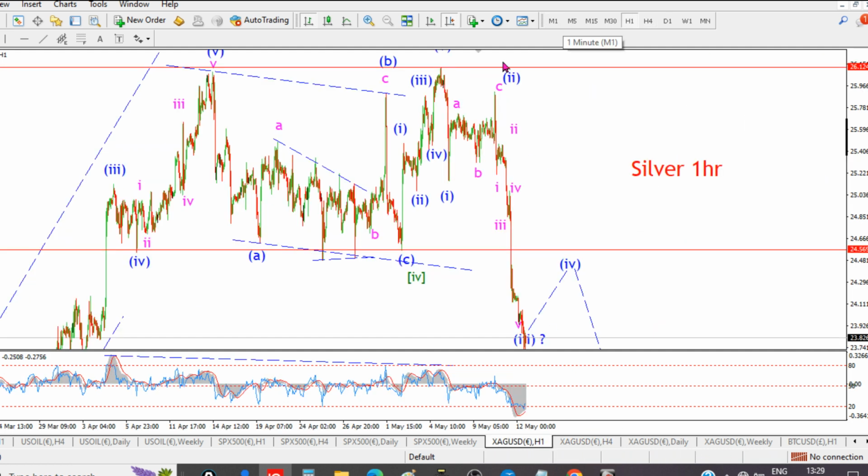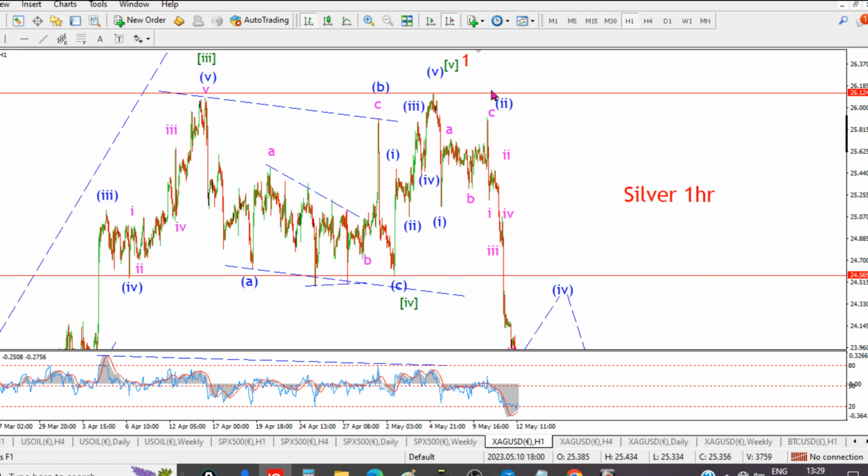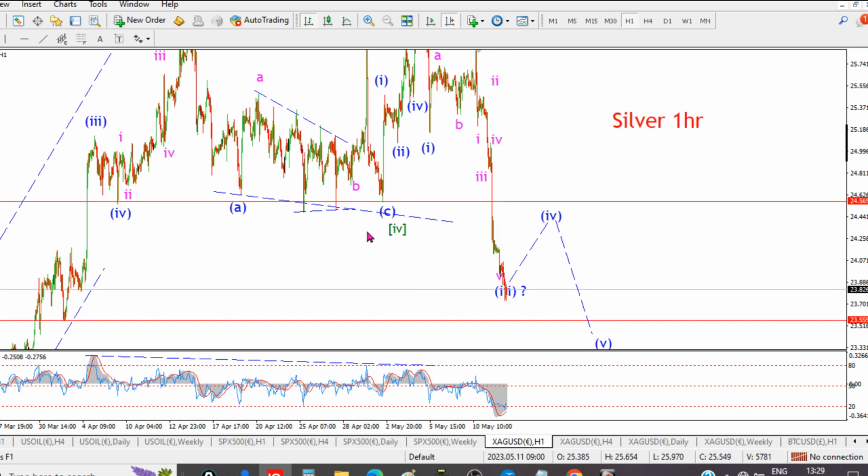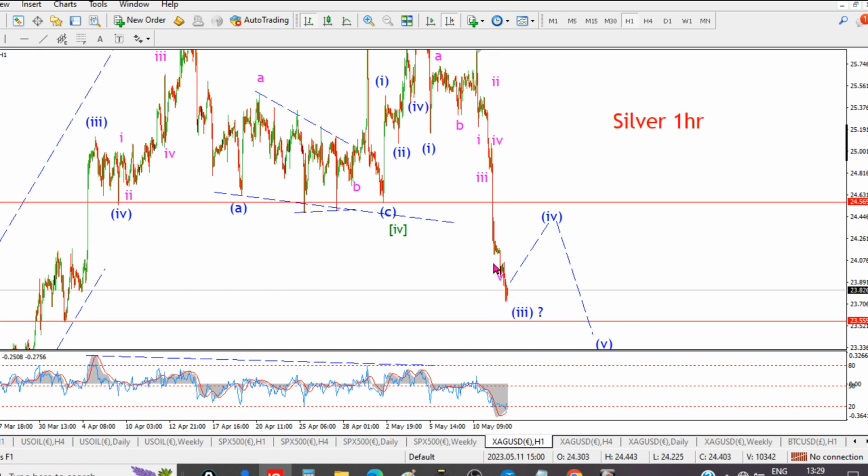The hourly count, we had that developing 1-2 pattern last week, and we've pretty much sliced down through support here. Previous 4th wave low, 24.50. That's the level we were looking at all week. The slice down through has come. We've had the follow through. This is the follow through I'm looking for.